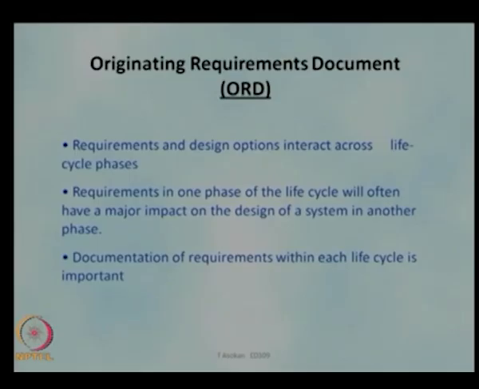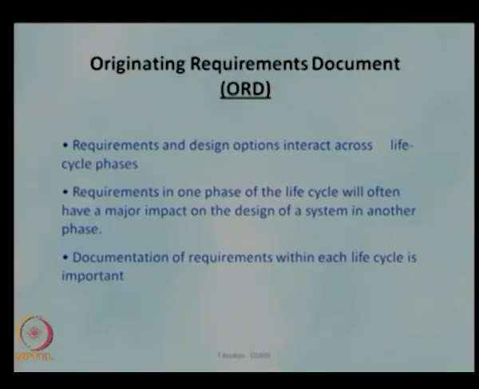So, the design phase requirements will have a major impact on the manufacturing phase. Similarly, the manufacturing phase requirements may impact the operational phase. Therefore, we need to make sure that the requirements we identify are consistent, and that their impact on the other life cycles is as minimal as possible. And the documentation of requirements within each life cycle is important. So, the requirements need to be recorded for each life cycle separately. As I mentioned, the requirements are different for each life cycle, and therefore, we need to record these requirements for each life cycle separately.